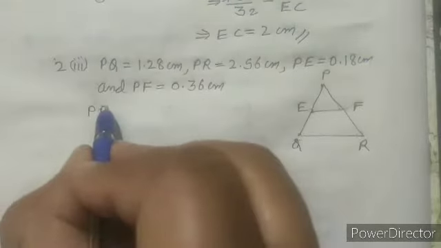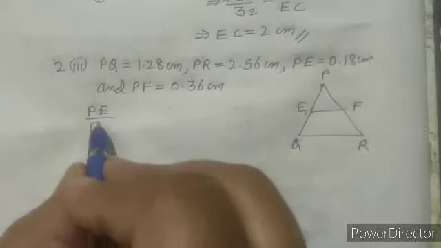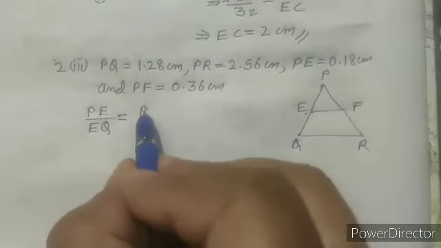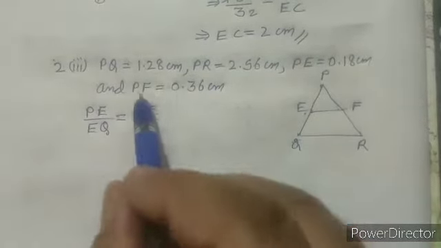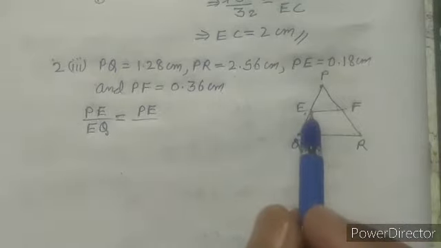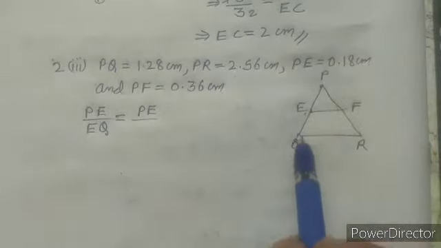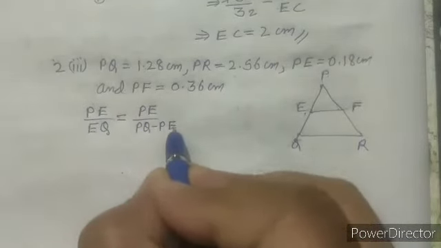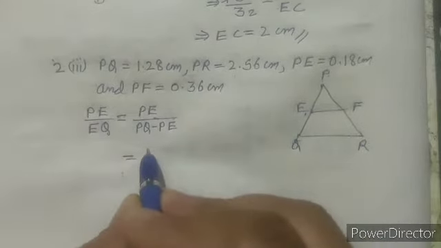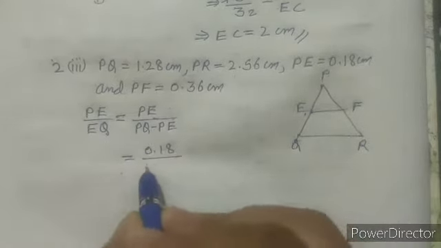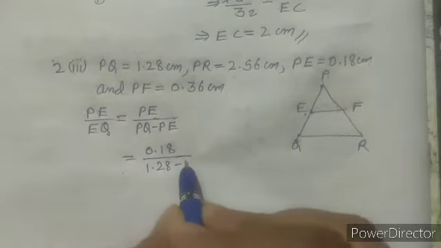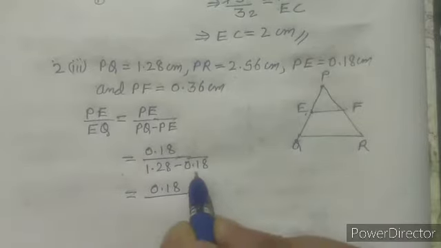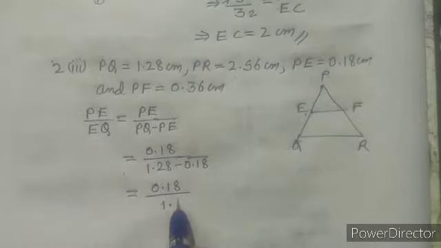So PE upon EQ will be equal to, now here PE is given to us, and EQ is not given to us, but from the figure we can say that EQ will be equal to PQ minus PE. This will be PQ minus PE, and that means PE was 0.18, PQ is 1.28 minus PE, and PE is again 0.18, and this will give us 0.18 upon 1.1.